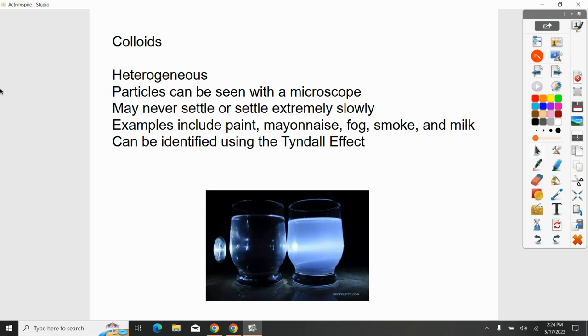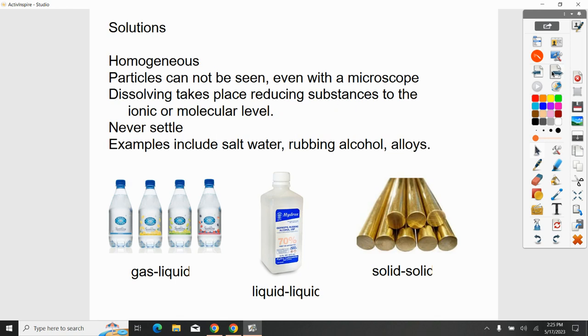In our picture down here, this first glass has a solution in it, and the light just passes through like there's nothing there. In our second one, we have a colloid. You can see how it has that milky white color because of the scattering of light. This first one has a solution in it, and that light passes straight through that solution because of the size of the particles. Solutions are our homogeneous one.